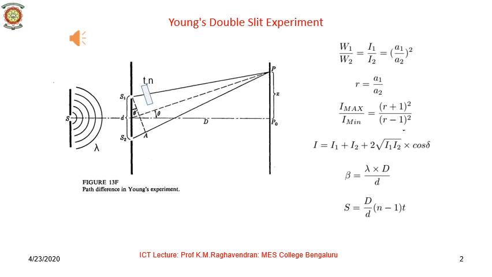There is yet one more formula that we sometimes use. If we introduce a transparent medium of thickness t and refractive index n in the path of one of the interfering beams, then the entire fringe pattern will shift in the direction of this medium by S is equal to capital D by small d times n minus 1 into t, where n is the refractive index of the medium. This is called the shift in the interference pattern.